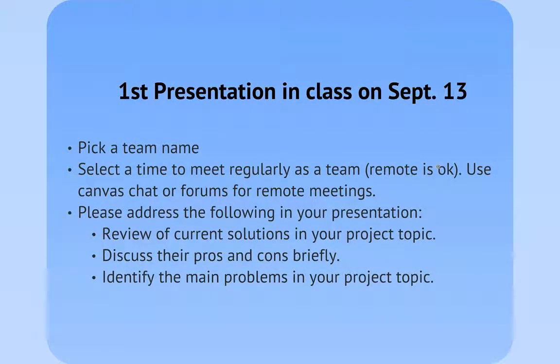So the first presentation will be in class on September 13th, like I said, about 10 minutes, okay? So this is your homework, really. Number one, pick a team name, okay, that allows you to identify yourself. Number two, select a time to meet regularly as a team. And this could be remote, like you can just do it on Canvas. It doesn't need to be in person. I know everyone's busy, so you can use Canvas chat or forums.